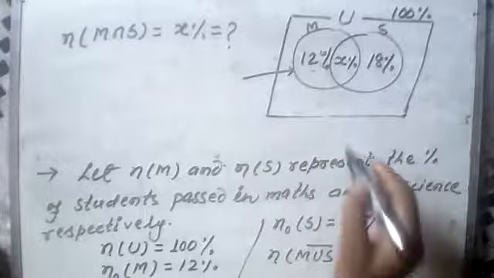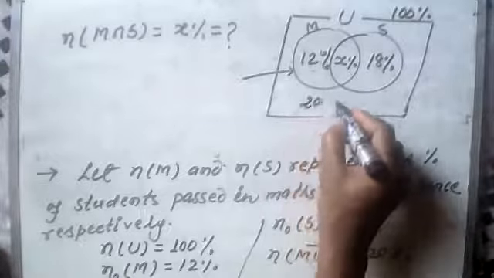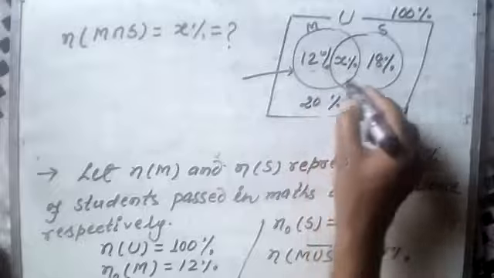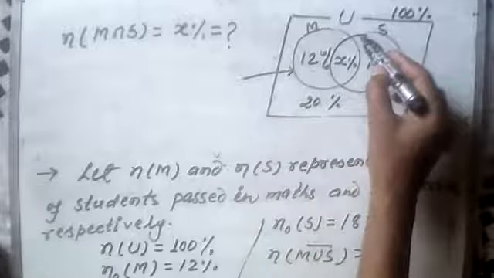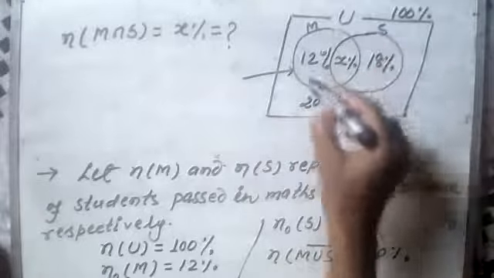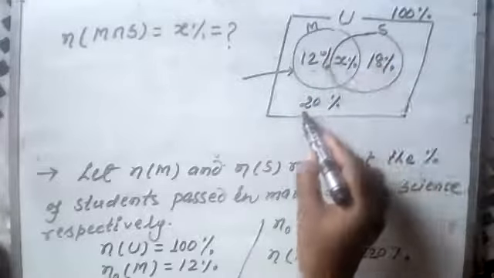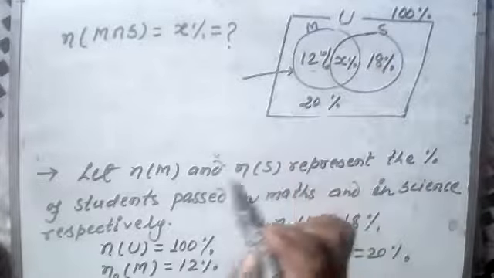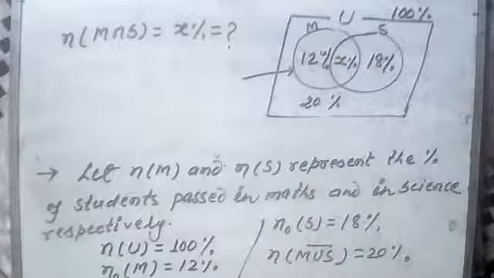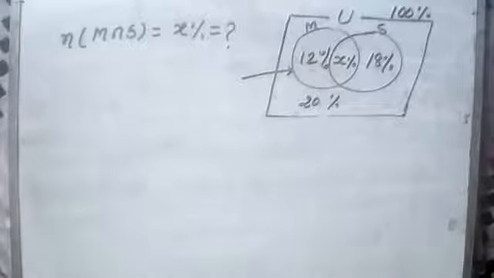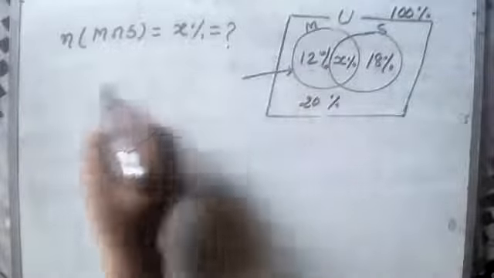Those who failed in both go to this side, outside this union. This total is the union, those who passed in maths or science or both. Now this is (M union S) complement. Now using the Venn diagram, we need to get x. It is better to use a Venn diagram rather than using a formula.